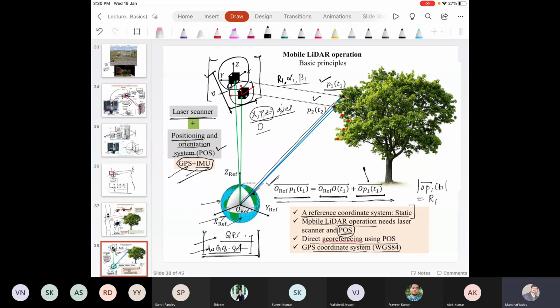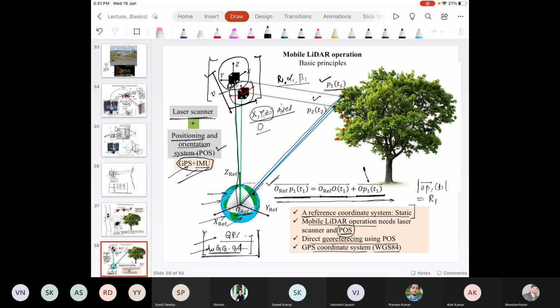So what I have done: this vector OP1, kindly correct me, is in the laser scanner coordinate system, fine. Now the vector O reference O1 is in a reference coordinate system, and the vector O reference to P1 is again in a reference coordinate system, and I have written this equation. Is this correct? Or if it is not correct, then what modification has to be done?